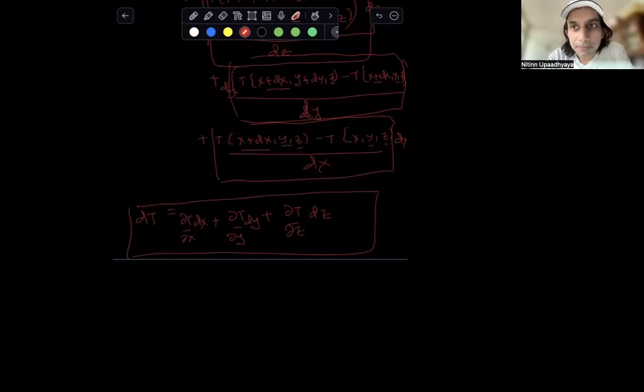So hopefully that gives you some sort of introduction to the idea of partial derivatives. In the next video, I'm going to rewrite this expression in a way which will allow us to introduce an interesting mathematical character known as the del operator.